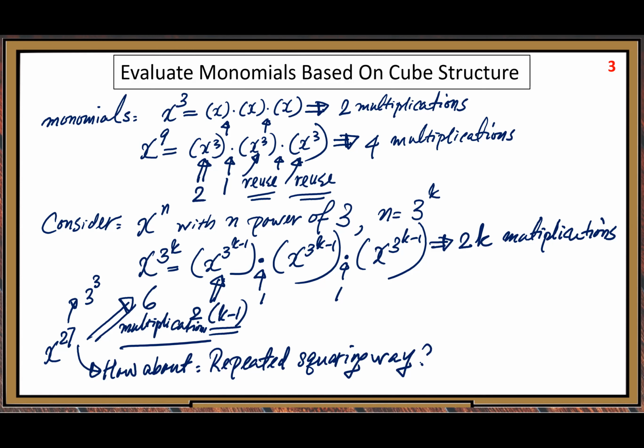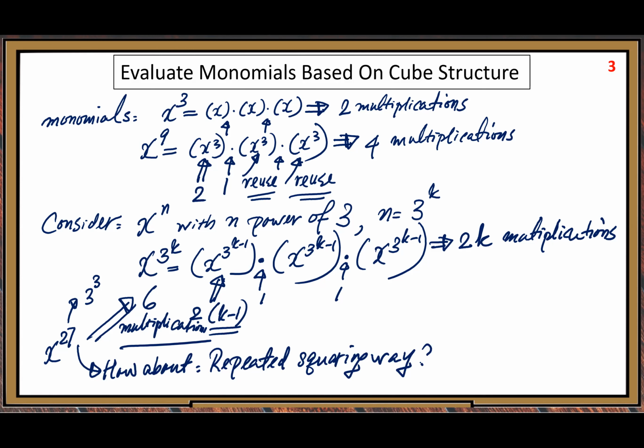So the answer for this method is 4 plus 3 equals 7. See, 7 here, but repeated cubing takes 6 multiplications. You can see in this example, repeated cubing performs better than repeated squaring. The reason is simple: n has an intrinsic cube structure.